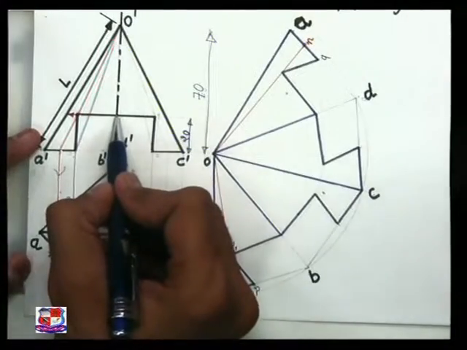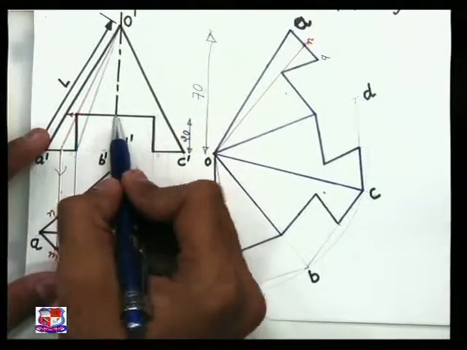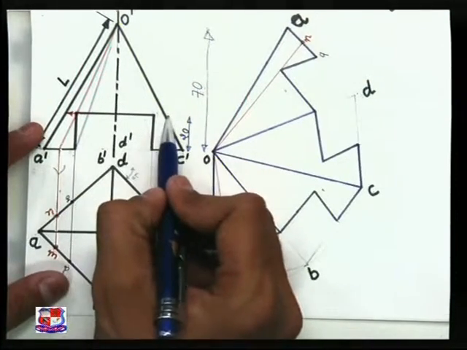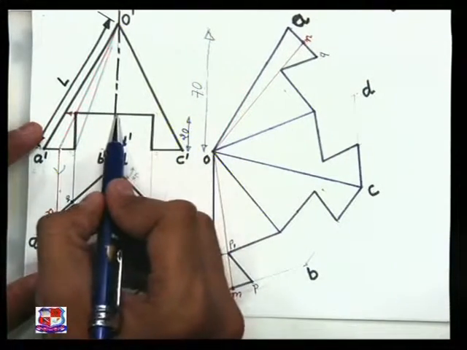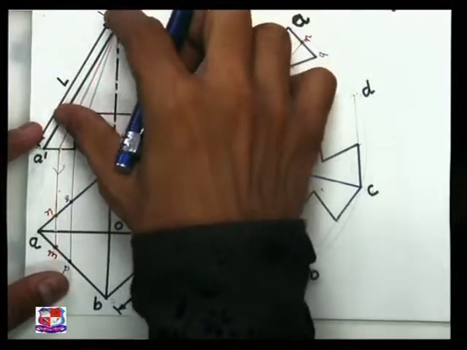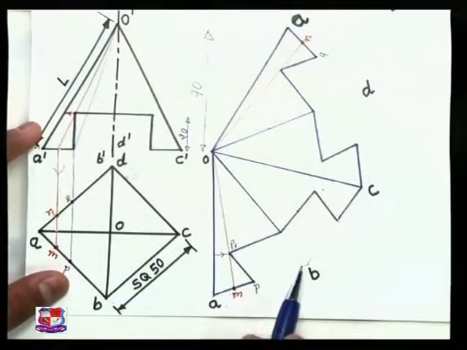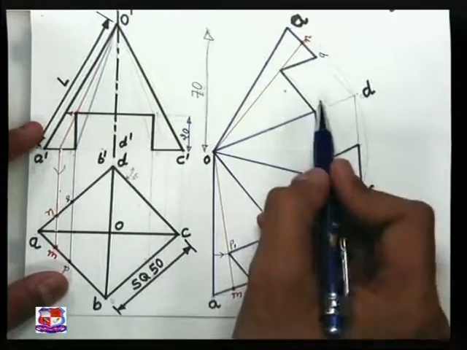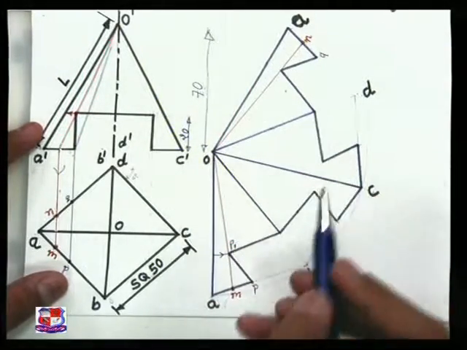Similarly, find out the position of this point. This point is on OB and OD. So from here, draw a horizontal line, meaning project this point to its true length. Measure this distance and cut it over here. So on B, 2 points will be there. One point is on B, another point is on D. So join all these points.